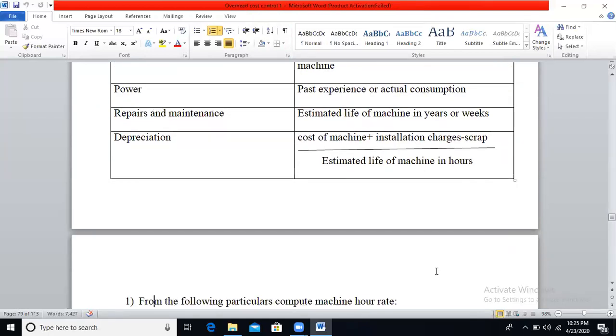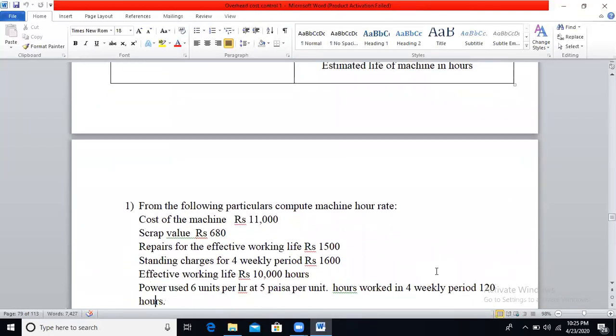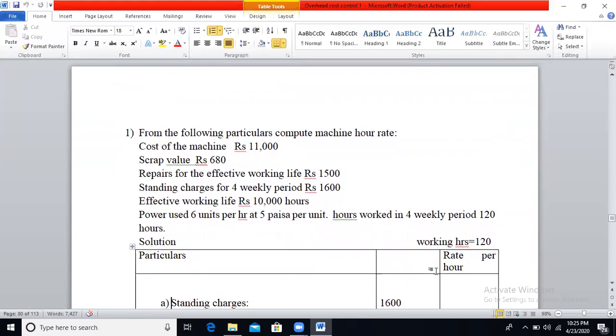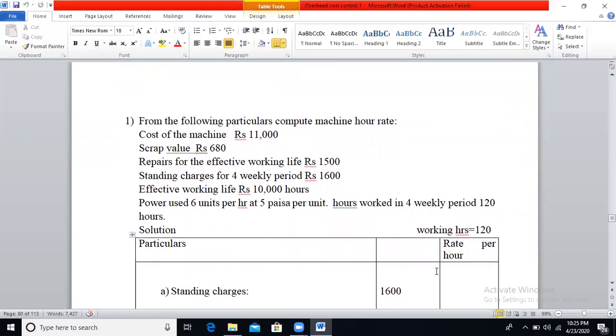So we will see the problems regarding machine hour rate method. Under this overhead cost, you will have one 14 marks question either on primary and secondary overhead distribution summary or simultaneous equation method and repeated distribution method, and one 6 marks question from machine hour rate method.